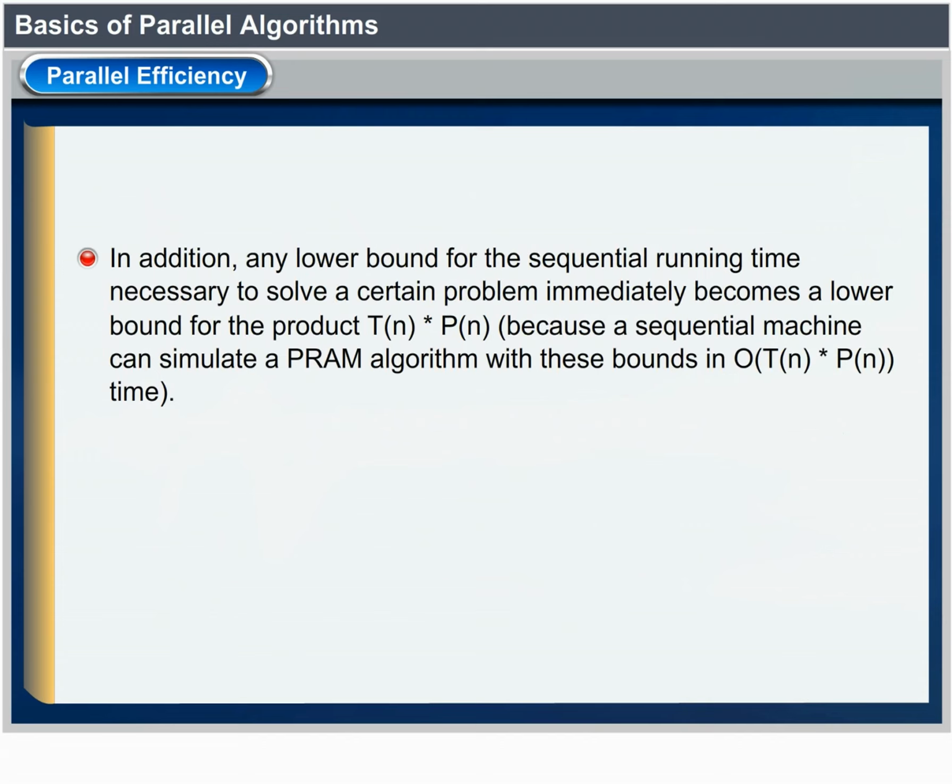In addition, any lower bound for the sequential running time necessary to solve a certain problem immediately becomes a lower bound for the product T(n) times P(n), because a sequential machine can simulate a PRAM algorithm with these bounds in big O of T(n) times P(n) time.